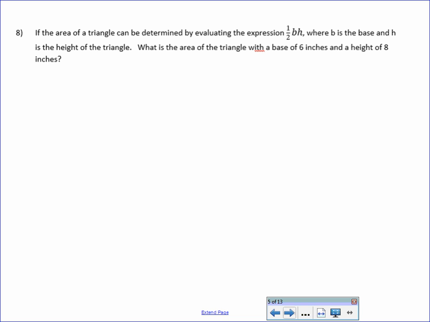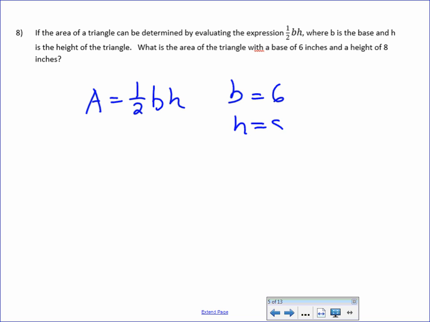For number 8, if the area of a triangle can be determined by evaluating the expression 1/2 base times height, where b is the base and h is the height of the triangle, what is the area of the triangle with a base of 6 inches and a height of 8 inches? So we would just say area equals 1/2 BH, but then they tell us B is 6 and H is 8, and that's decoding the sentence.